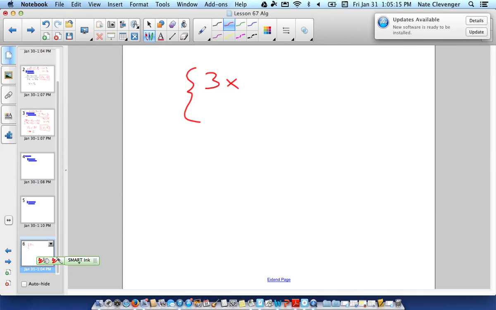3x plus 4y equals negative 7. 2x plus 3y equals negative 6. So both variables have the same sign in front of them. If that's the case, then just determine which one you want to eliminate, x or y. Doesn't matter to me. Somebody step up. Y. Okay, so we're going to eliminate y.